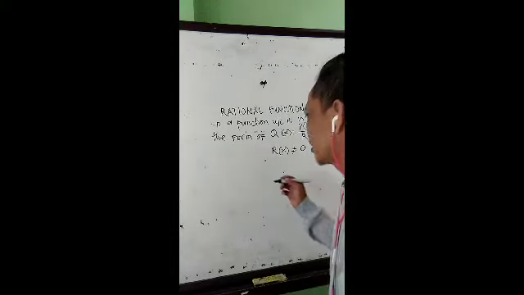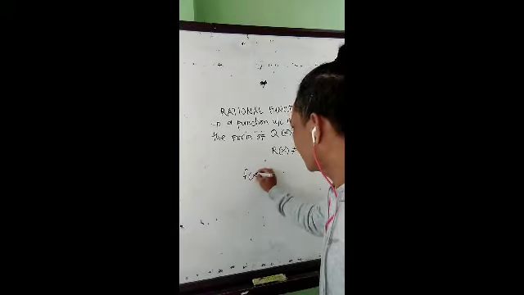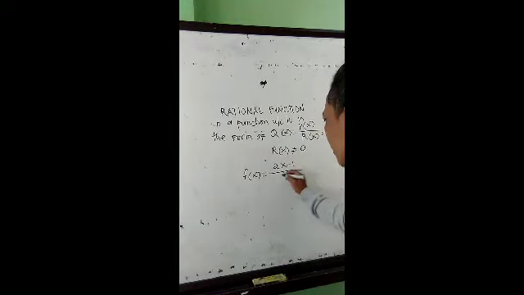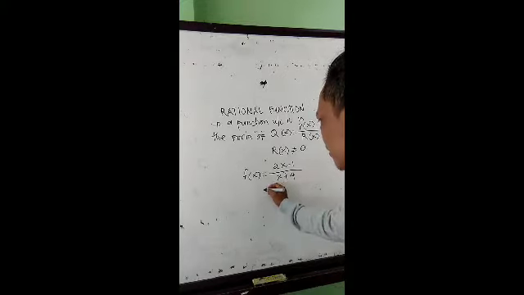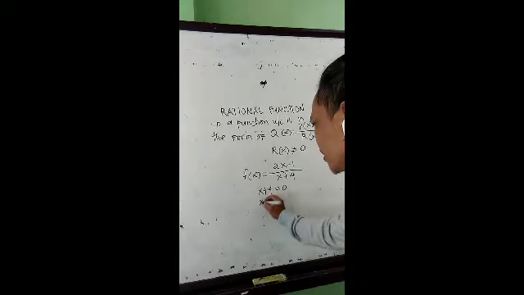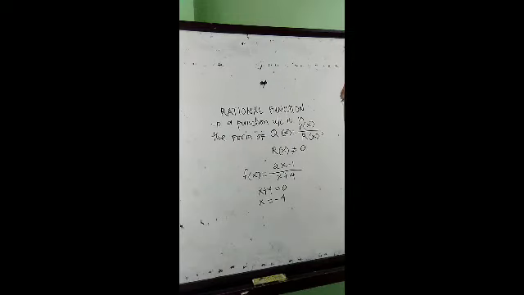Start directly to the example. We have f of x is equal to 2x minus 1 over x plus 4. In finding its domain, just set the denominator to 0. Thus we have x plus 4 is equal to 0. Then transposing this 4 to the other side, this becomes x is equal to negative 4. And so, from the definition, your denominator must not be equal to 0.